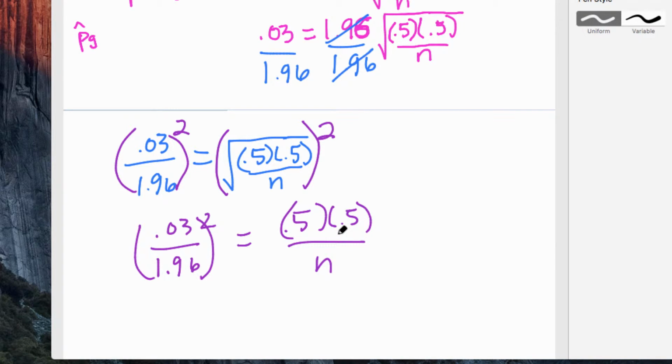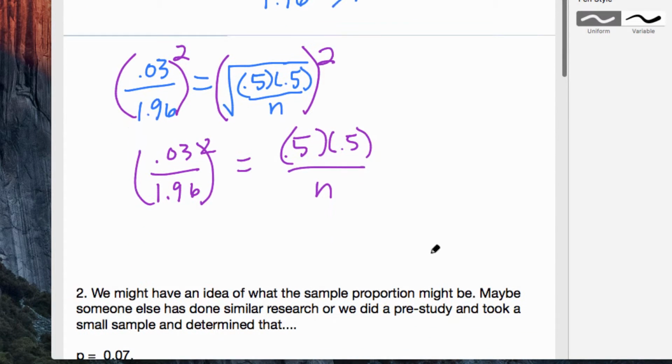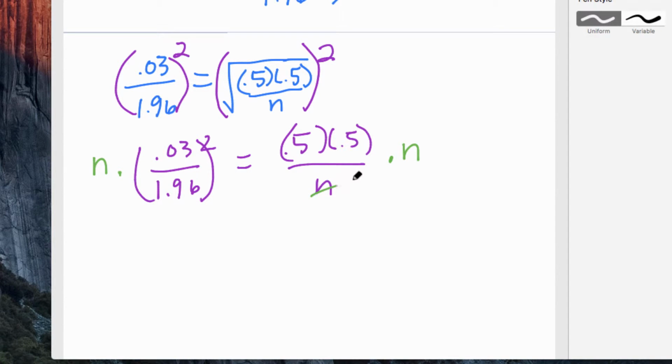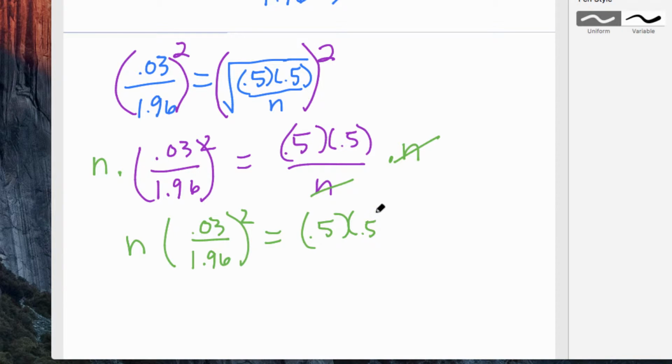All right, so we're almost there. We're still trying to get n all by itself. So we want n by itself. Let's go ahead and multiply both sides by n. It gets it out of the denominator and puts it onto the numerator. So cancel, cancel, n times 0.03 divided by 1.96 squared equals 0.5 times 0.5.